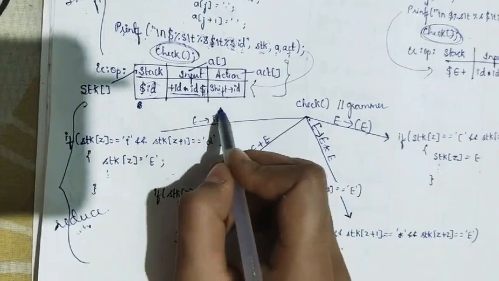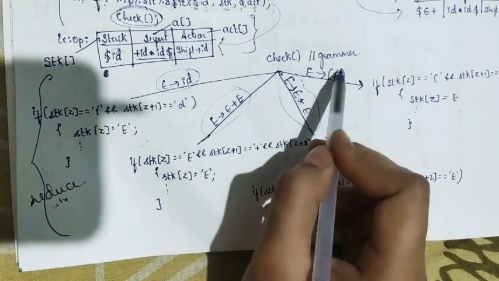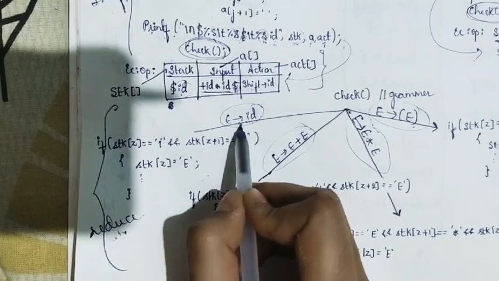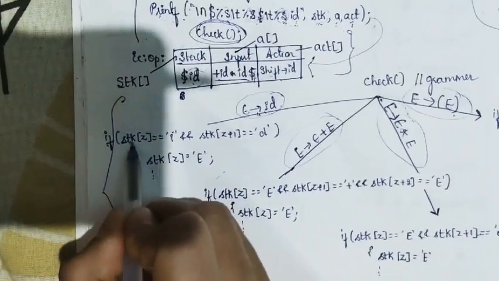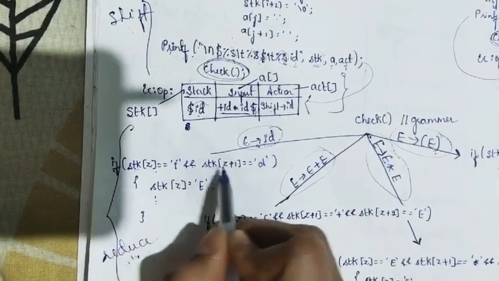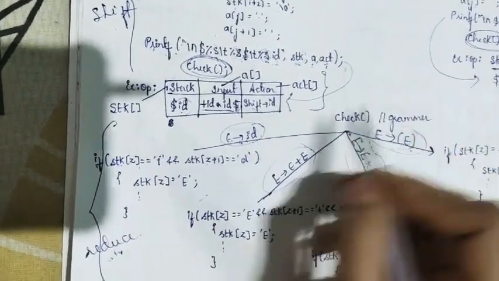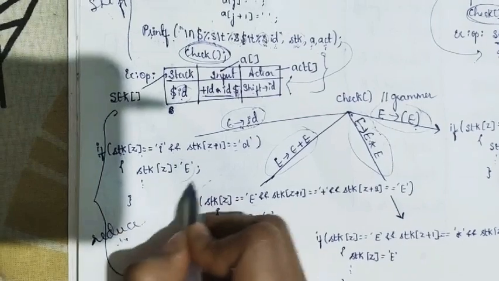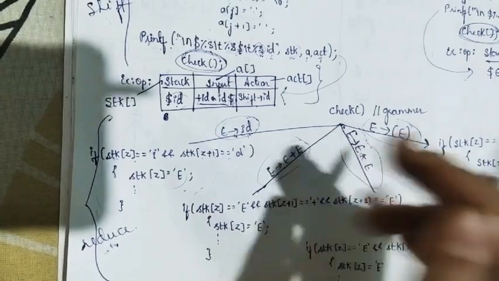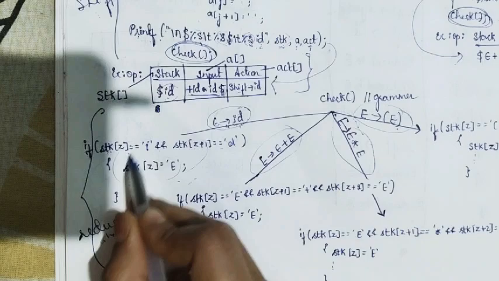So what was the grammar we had? The grammar we had is E produces ID, E produces E plus E, E produces E star E, and E produces, in the brackets, E, right? So how do we check for E produces ID? We are checking the stack. If the first character is I and the second character is D, so if I have ID in the stack, then that ID should be replaced by E. That is how we are ensuring that whenever I have shifted an ID, that ID is getting reduced to E. That is how we are checking in this particular code.